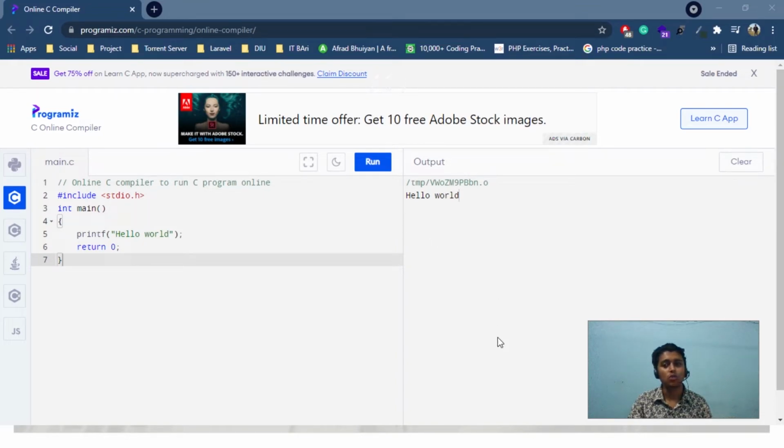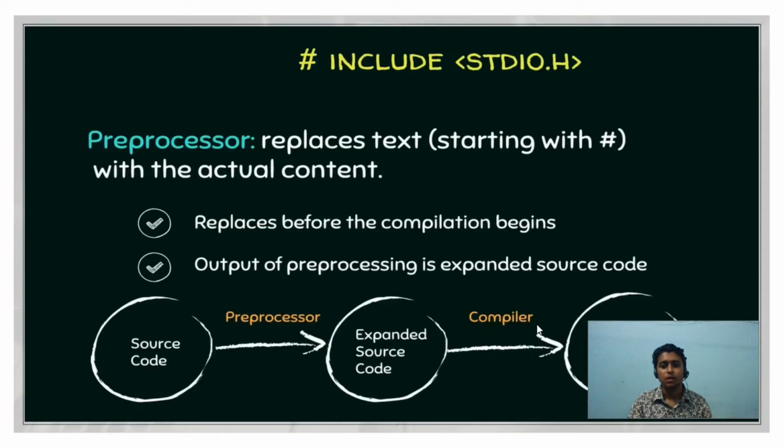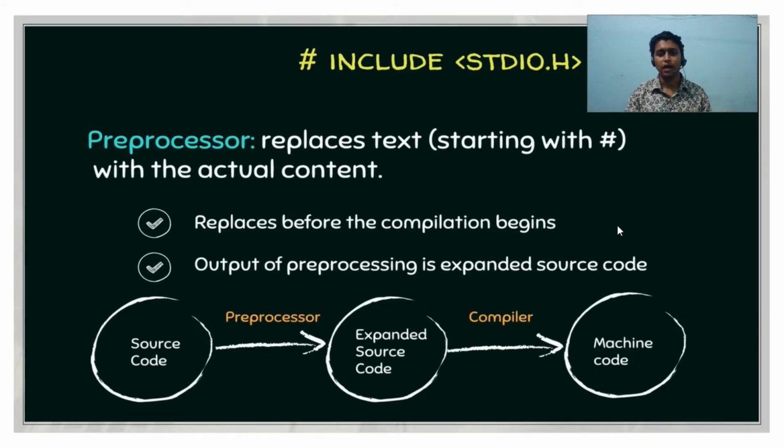Let's take a look at the slide. The preprocessor's job is to replace the textual content followed by a hash symbol with the actual content. I had simply written #include in my code, but the preprocessor actually replaces this line with the actual file stdio.h. Before the compilation process begins, the preprocessor does its job by replacing those texts which are followed by hash symbols in the code. As the name itself suggests, preprocessor means processing done prior to the actual compilation.